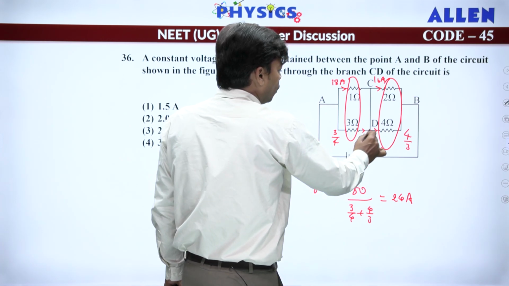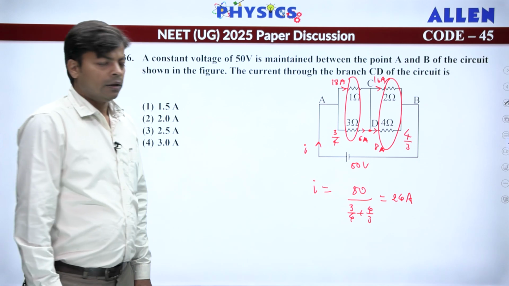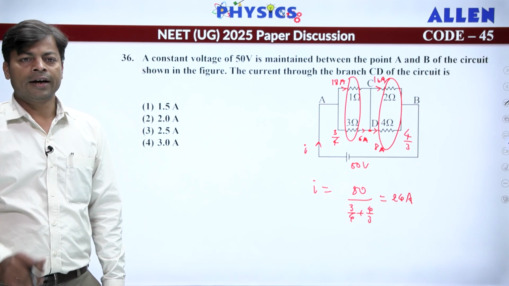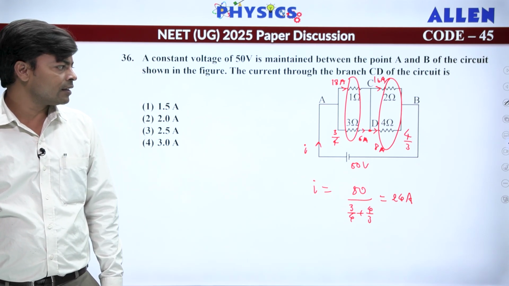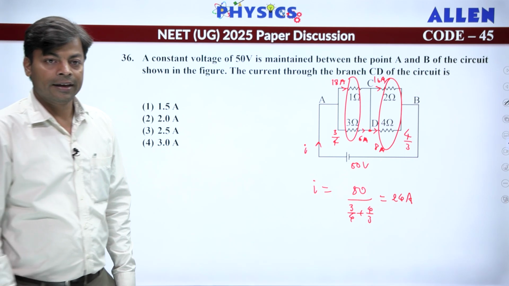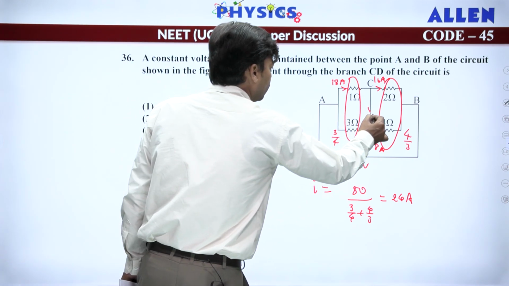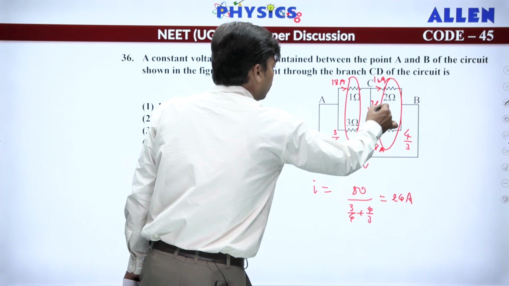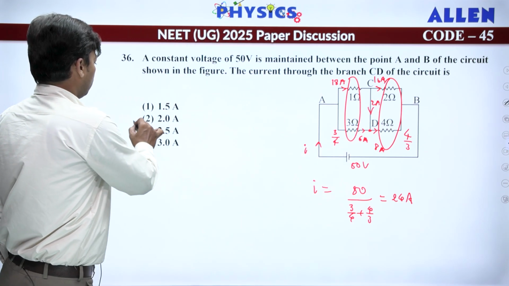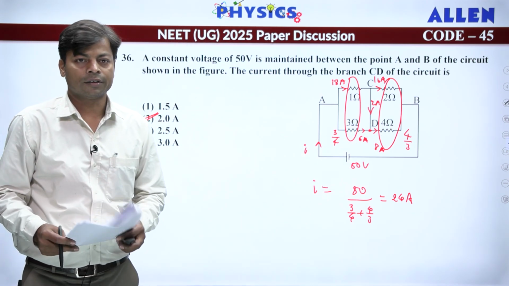So if I look at this node D, at node D, overall current from the horizontal line was coming as 6, but outgoing current is 8. It means at this node some 2 ampere current has to come, and that will be the answer. Option number 2 is there for the answer. 36.